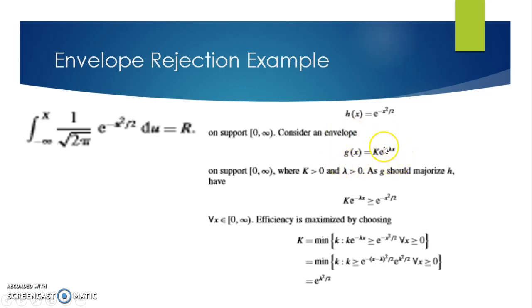Now, we need for the g of x to be as close to h of x as possible. And we also need the g of x function to be larger than the h of x function at all x's. So it needs to majorize the h function. So let's say we have the lambda value or the k value. We need to multiply the exponential distribution to show that it is as close as it possibly can get to h while also being bigger than it.